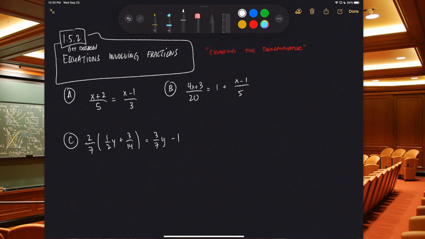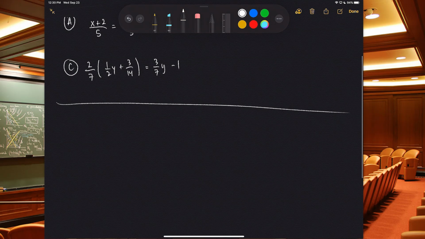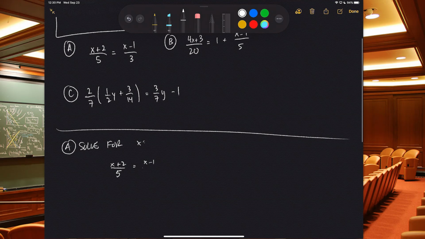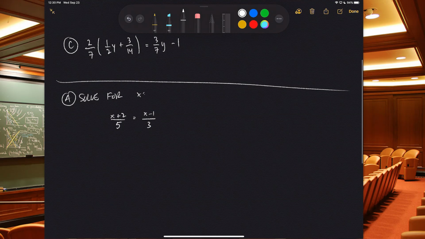So let's start with A here. We're asked to solve for the variable that makes this equation true, where x plus 2, divided by 5, is equal to x minus 1, divided by 3. Okay, so we don't like that there's fractions, right?